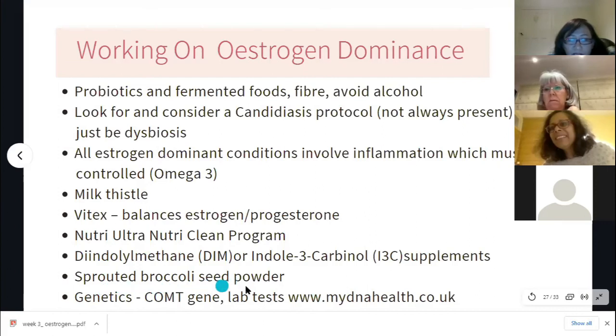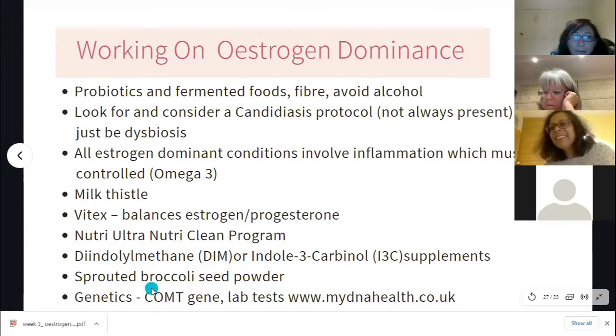Sprouted broccoli seed powder. In the health food stores, you can buy a bag of ground up broccoli seed powder. A teaspoon of this is the same as you eating a whole head of broccoli. So it's great to sprinkle on your soups, your stews. Again, add it to yogurt or any kind of breakfast type stuff that you eat, like oats and things. So that's really handy. And if you're fed up with chewing and eating lots of broccoli, just buy the sprouted broccoli seed powder, and it has loads of benefits.